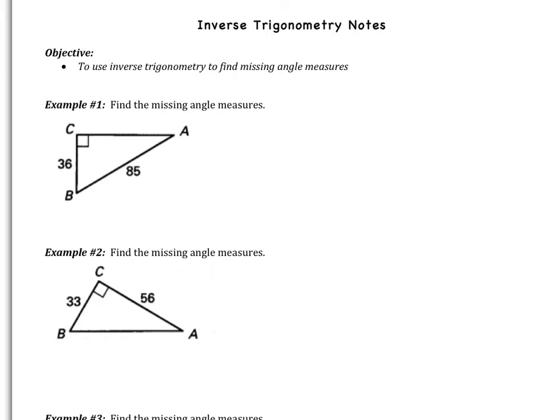So looking at example 1, it says find the missing angle measures. We know angle C is 90, so we have to find both angles A and B. I'm going to start by finding angle A. I need to look at what two sides I have. I have the 36, which is opposite of A. I have 85, which is the hypotenuse. So again, I'm going to write SOHCAHTOA at the top of my notes. I need to think which ratio uses opposite and hypotenuse. Well, it's going to be sine.